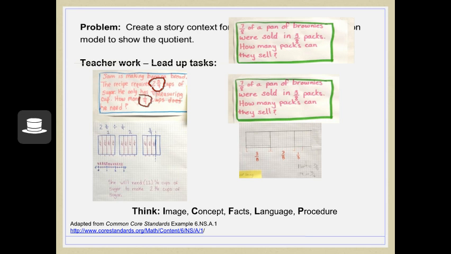And we can represent 2 3/4 here. There's 2 wholes and then 3/4, and then simply count the number of quarters that are in there, and we get 11. So this is kind of a warm-up task that students should be very familiar with before they move on to the more complex ones. Here's another one that's a little bit more complex because it has a remainder. 7/8 of a pan of brownies were sold in 3/8 packs. How many packs can they sell?